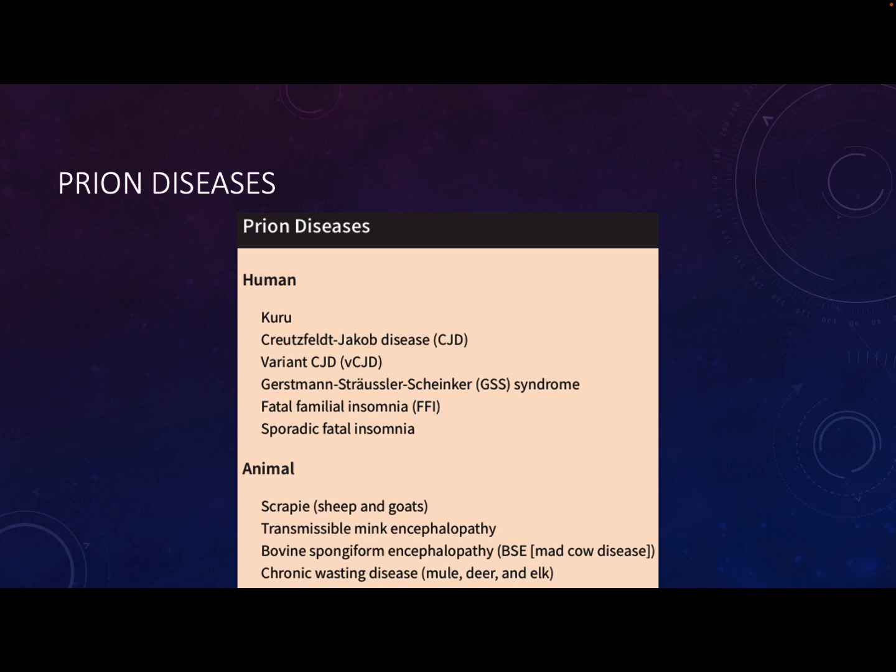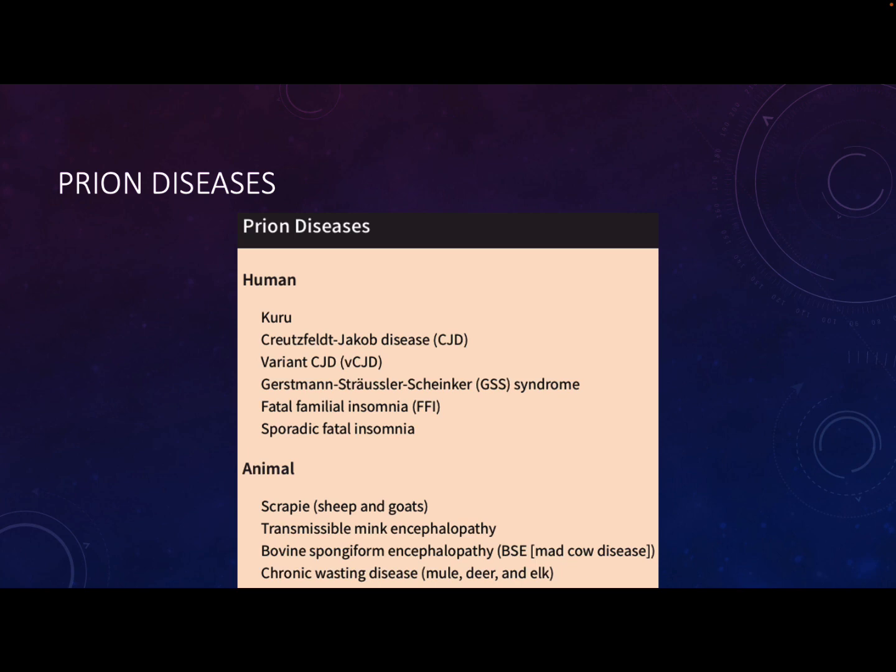In animals, in sheep and goats, they call it scrapie, because they will just tend to rub themselves, like on a barn wall or a fence post. They'll just rub their skin raw. There's a form in mink. They don't get a fun name. They just get transmissible mink encephalopathy. In cows, they call it bovine spongiform encephalopathy or mad cow disease. In mule deer and elk, they call it chronic wasting disease.